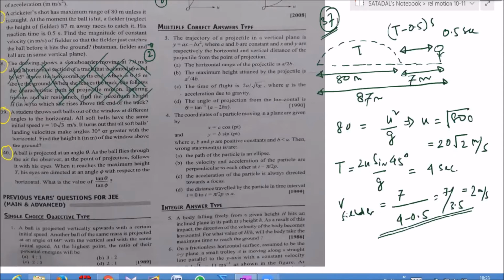Yes, Shashivardhan? Sir, 39 is 5 meters, the height of the window above the ground. Yes, correct. And 40 is half. 40 is tan theta by tan phi is half or 2. Check that once, please. Okay, sir.